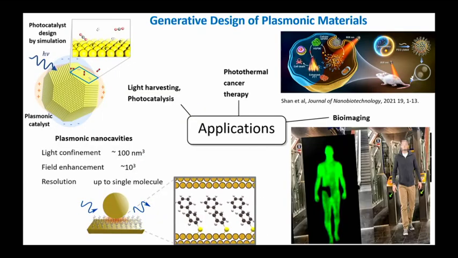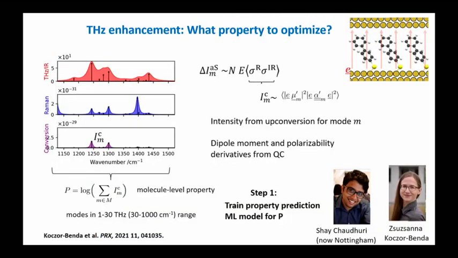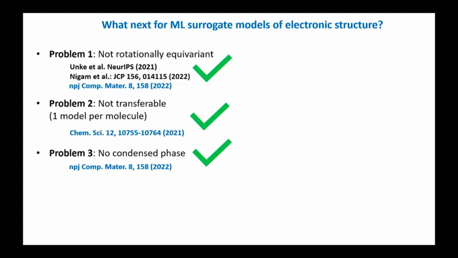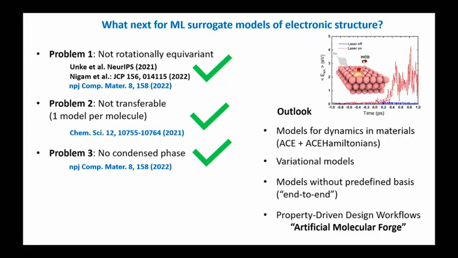So let me skip this last part, some of the new things we're doing on terahertz design. I hope I could convince you that there is progress in using these surrogate models to do things that we could otherwise not do, and to really change the way we bring software into the 21st century. Or I guess it's been a while since we came into the 21st century. Maybe we need to start thinking about the 22nd.